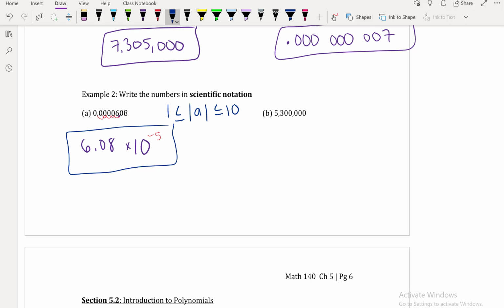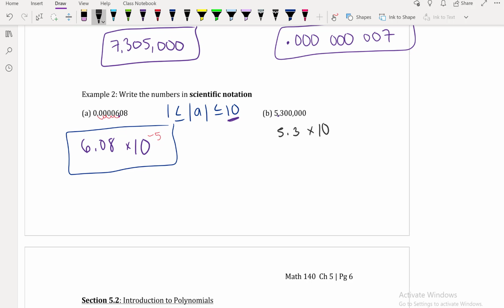Now let's look at problem number B. Here is a very big number. It's bigger than 1. So we want to make sure that we place the decimal very strategically. So we want to put the decimal so that the number is less than 10. Well, 53 is too big. So instead, we're going to be thinking about that 5.3. So now I'm going to have 5.3 times 10.